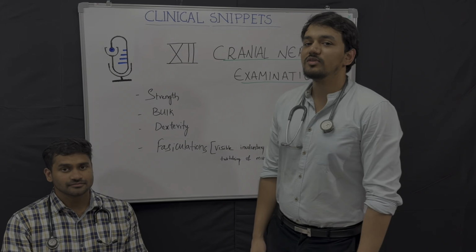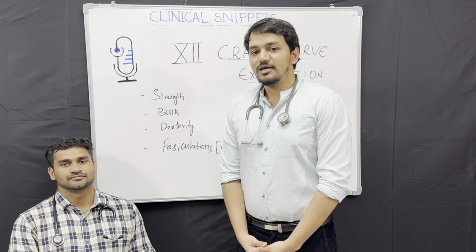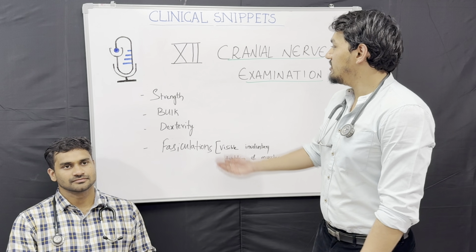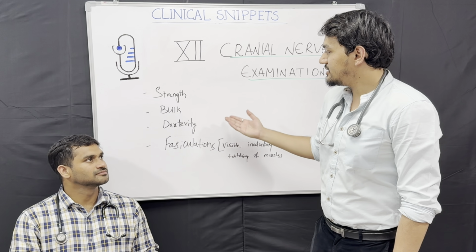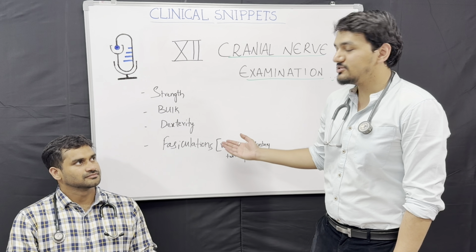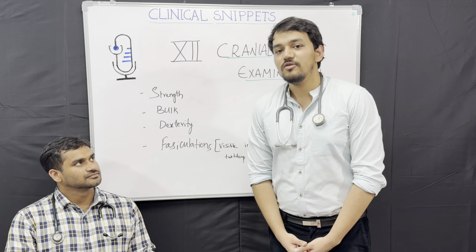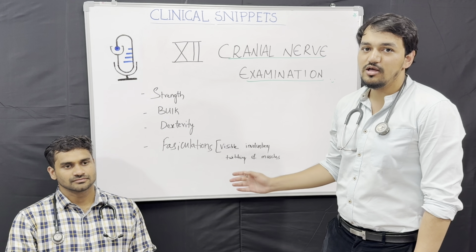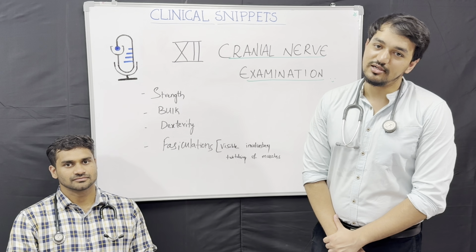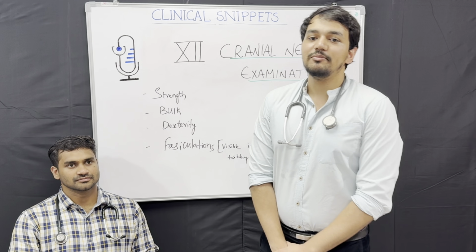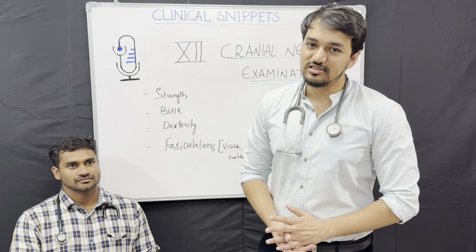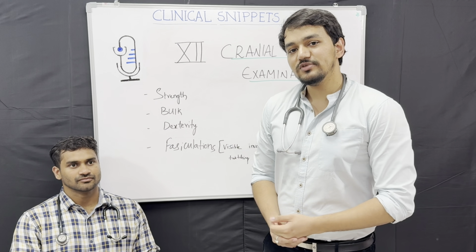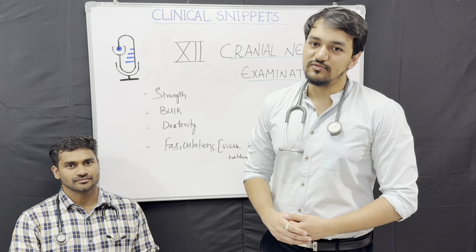Thank you. Now let's go towards the examination of 12th cranial nerve. In the examination of 12th cranial nerve, we will look for strength, bulk, dexterity and fasciculations of the tongue muscles. What are fasciculations? Fasciculations are the abnormal visible involuntary twitching of the muscles of the tongue. In the examination part, we will first do inspection. In the inspection portion of the examination, we will look for the deviation of the tongue and we will look for the fasciculations of the tongue.